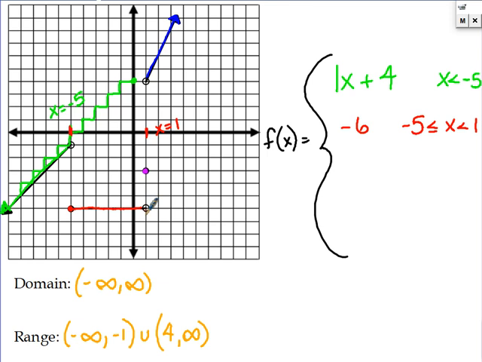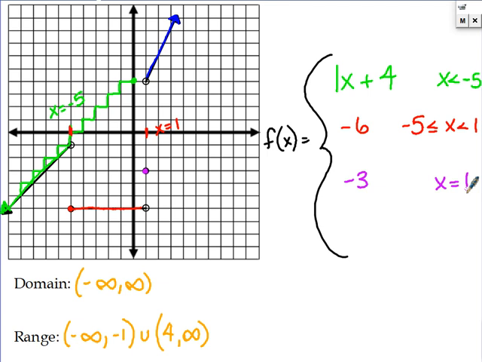Now my point, my little point here, all you have to do is the y value, which is -3, and that's just going to be at x equals 1. So again, what's the function look like, and what x values is it using?